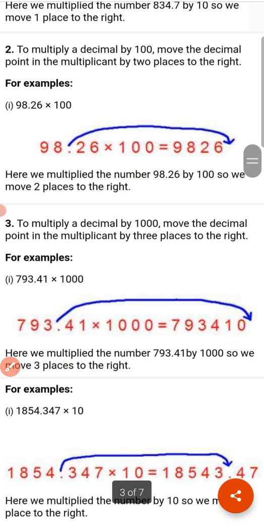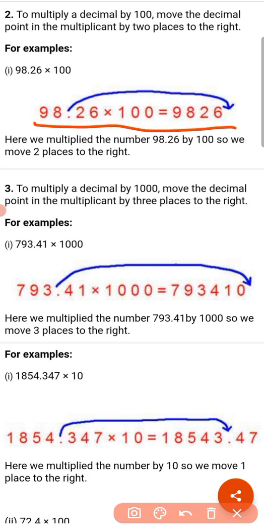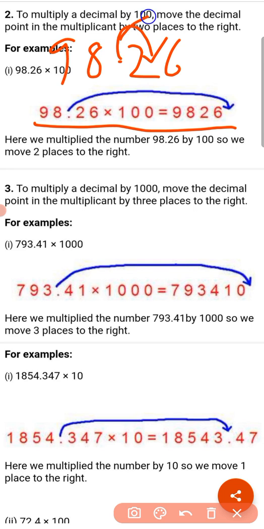Next is, to multiply a decimal by 100, move the decimal point in the multiplicand by 2 places to the right. 2 places. That is, in this example, 98.26 into 100. The decimal should move 2 places. 98.26, 2 places to the right. So, start from here. 1 place, 2 places. So, the decimal will come here at the end of the number.